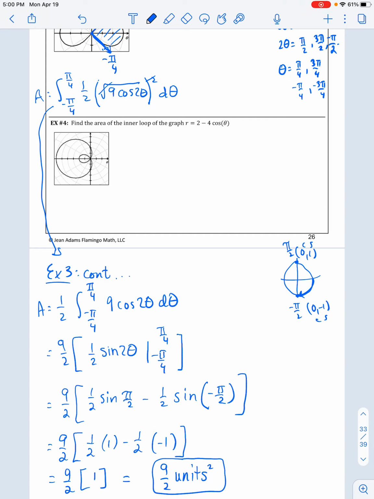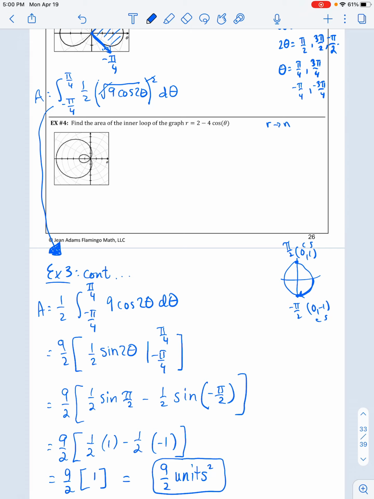Okay? Now I'm going to do example number 4, and then I'm going to end it and come back to it in the next video. So this will be example number 4, and then we'll stop until part 2. Find the area of the inner loop of the graph r equals 2 minus 4 cosine theta.